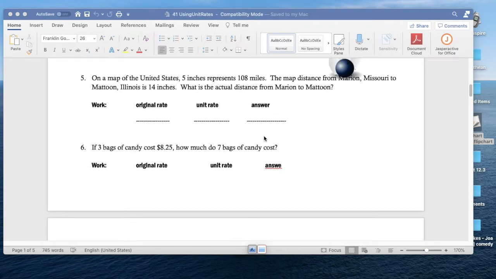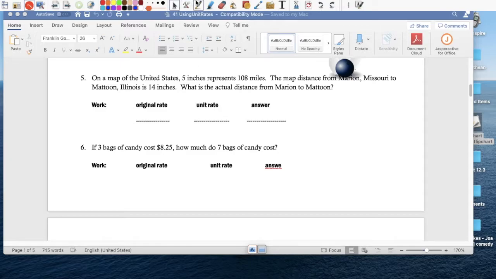So number 5. On a map, en un mapa, 5 inches representa 108 millas, 108 miles. Distance from Marion, Missouri to Mattoon, Illinois is 14 inches. What's the actual distance? So, en el mapa, 14 pulgadas es cuántas millas en vida real. So, let's write the original rate. The original rate is 108 miles is 5 inches.